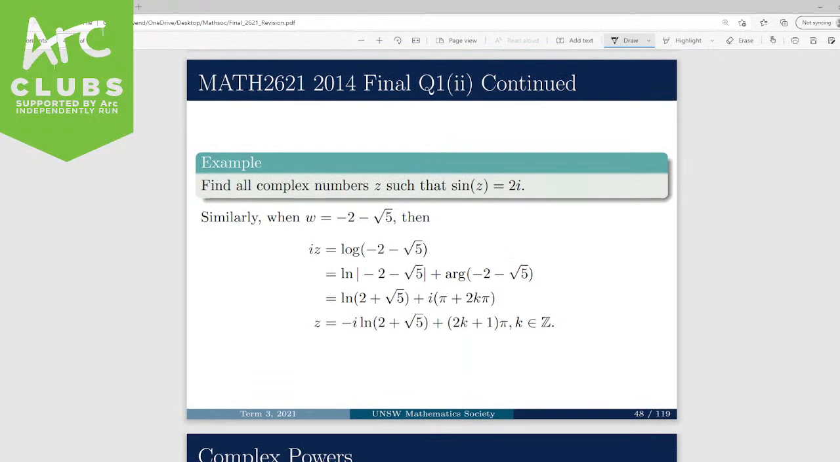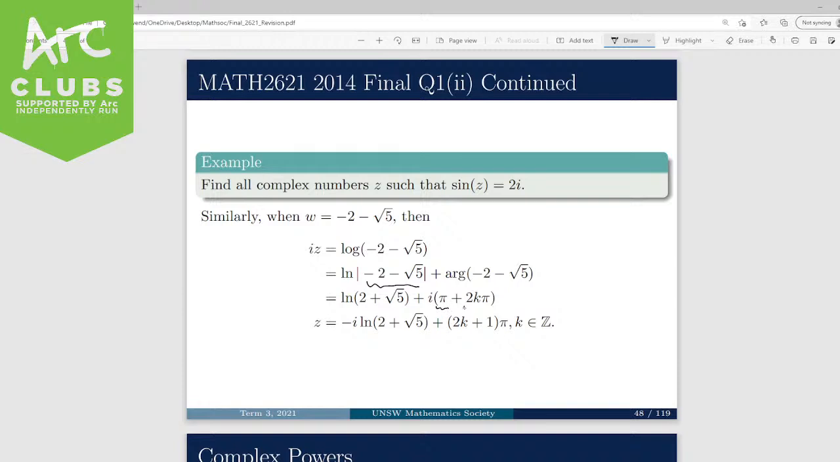Repeat the process for -2 minus root 5 for w, pretty much the same. The difference is, of course, because this is now a negative real number, when you take the modulus of it, it's 2 plus root 5. You wouldn't be writing down -2 minus root 5. And because it's a negative real number, its principal argument is not 0, its principal argument is pi. But other than that, the working is pretty similar.